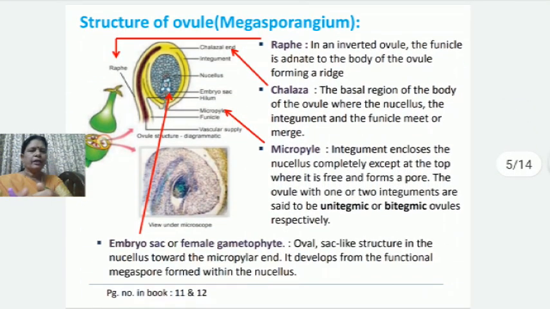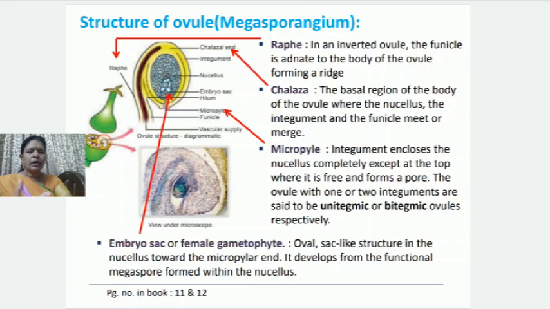What is raphe? It is in the inverted ovule. The funicle is adnate to the body of the ovule, forming a ridge. This part is called the raphe. And what is a chalaza? The basal region of the body of the ovule, where the nucellus, the integument and the funicle meet or merge. This part is called the chalaza. What is micropyle? The integument encloses the entire nucellus, and at only one place they form a pore. The ovule with one integument is said to be unitegmic, and with two integuments is called bitegmic.